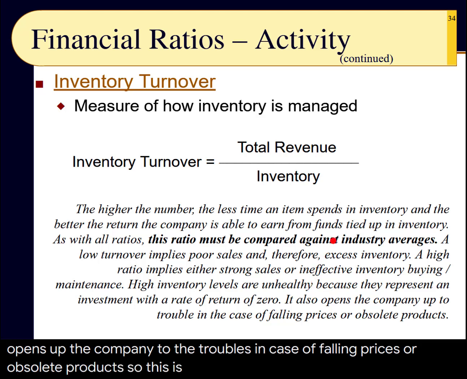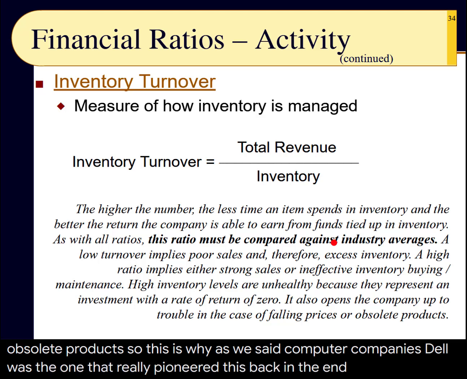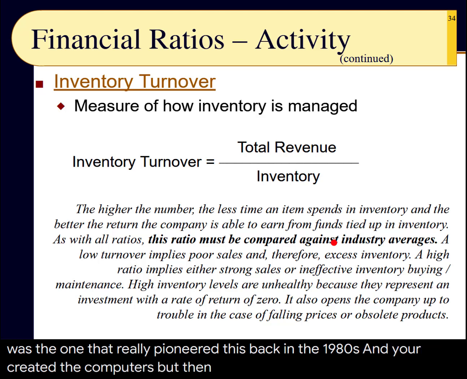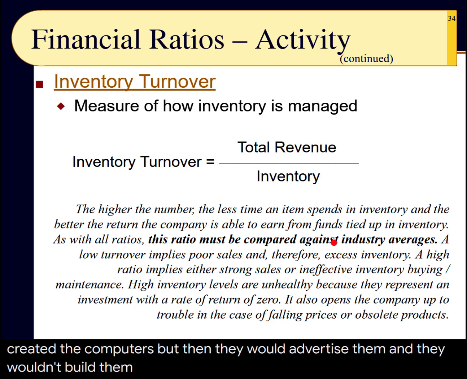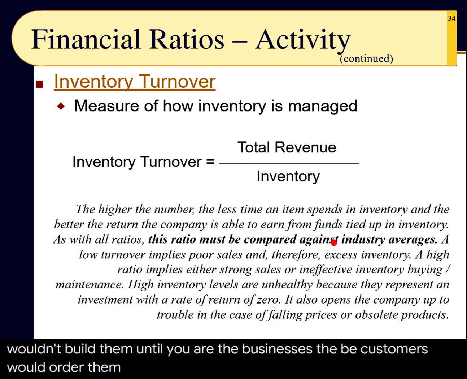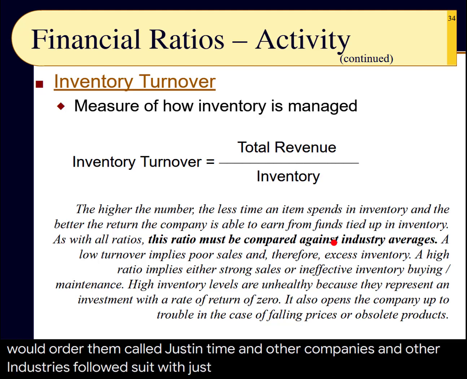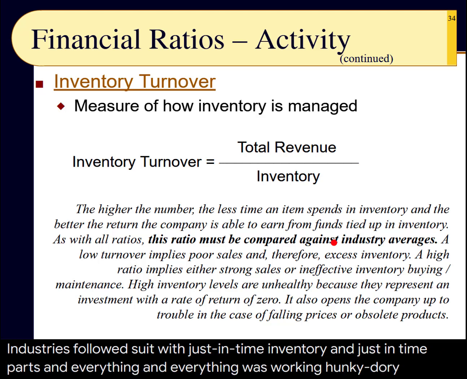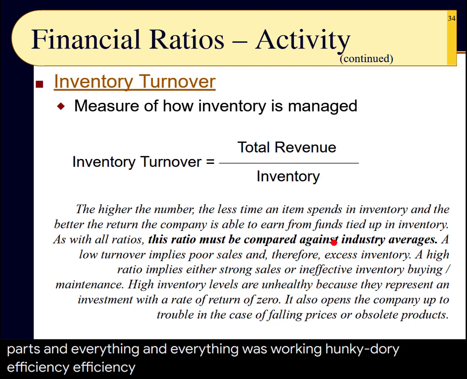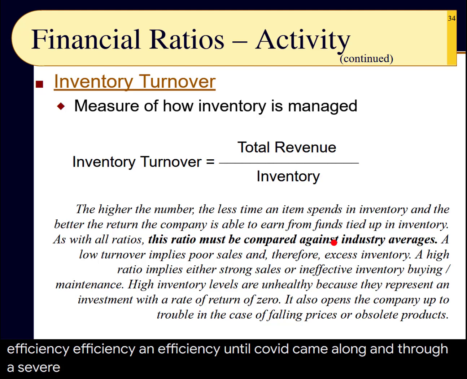So this is why, as we said, computer companies, Dell was the one that really pioneered this back in the 1980s. They designed and created the computers, but then they would advertise them, and they wouldn't build them until the businesses, the customers, would order them. Called just in time. Other companies and other industries followed suit with just-in-time inventory and just-in-time parts and everything. And everything was working hunky-dory, efficiency, until COVID came along and threw a severe monkey wrench into this situation.